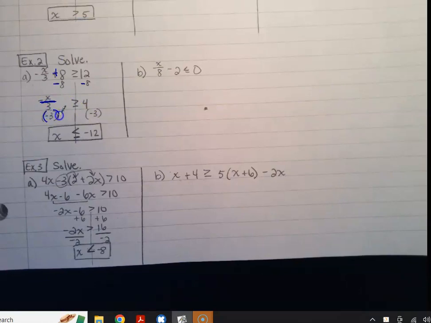Multiplication. So I multiplied by negative 3, which meant I had to flip my sign. So this is a flipper too. Okay, flipped my sign, but I did multiplication to undo the division.